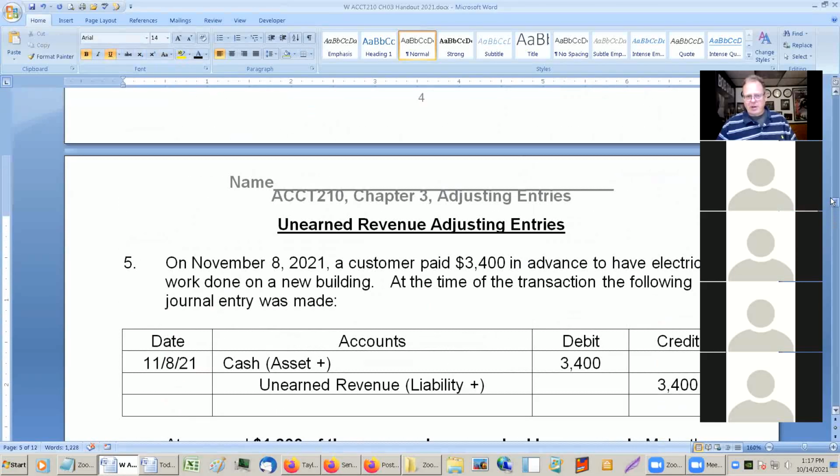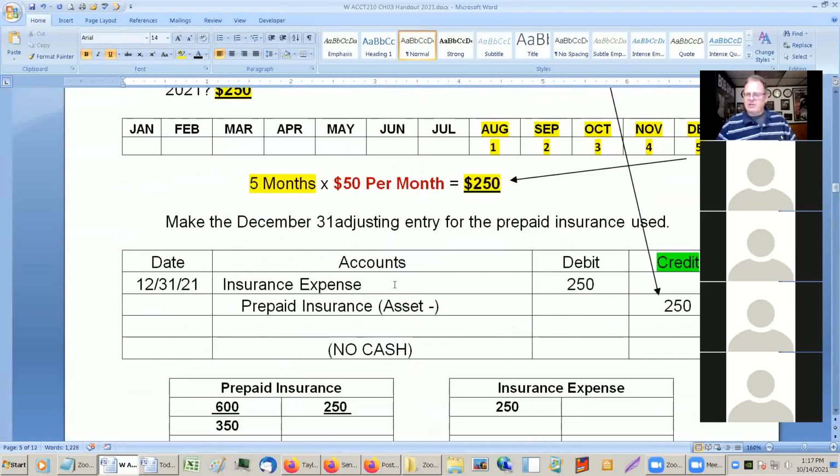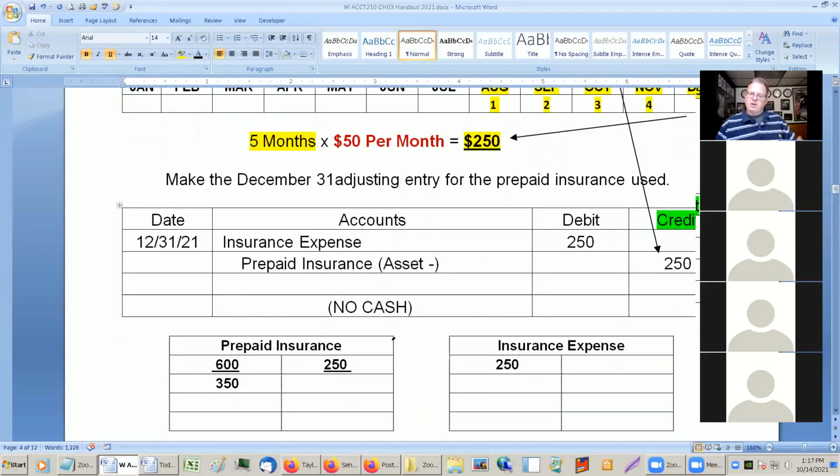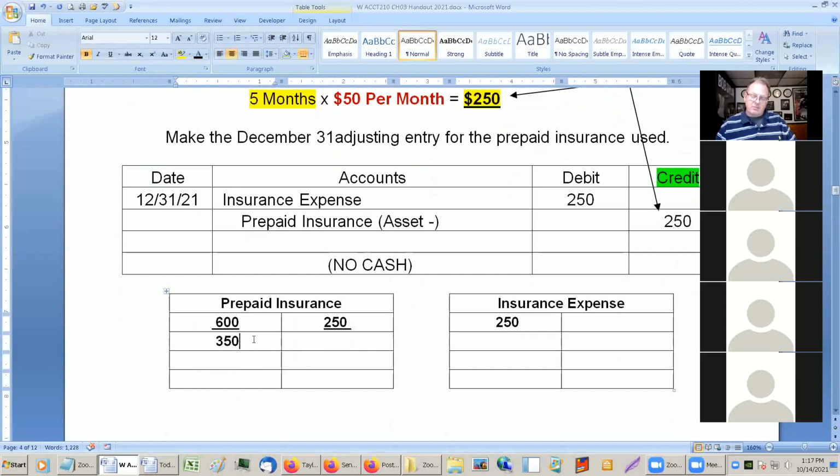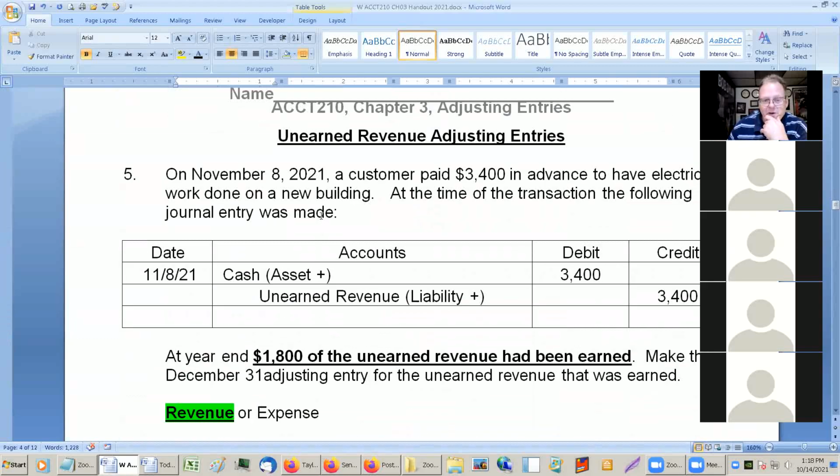So coming up here for these prepaids, how much of the insurance did we use? Now there is going to be an ending balance of what we didn't use. There's going to be some amount in the balance sheet account of what is left, but we're only looking for what is earned if it's a revenue or what is used if it's an expense.